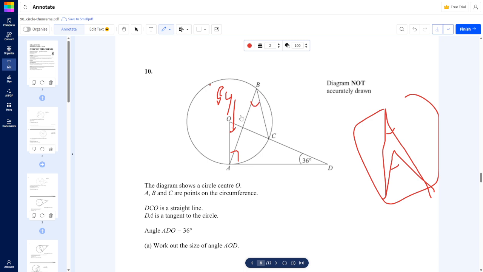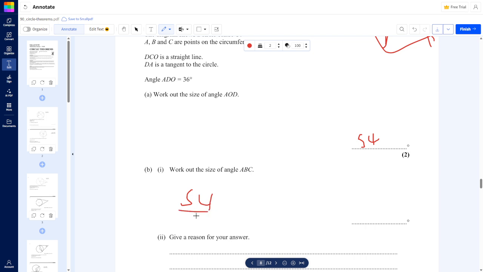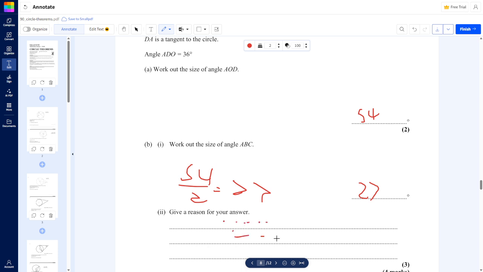This is still the angle at the circumference, and this is still the angle at the center, which means this would be 54 over 2, or 27 degrees. And then you write angle at circumference is half angle at center.